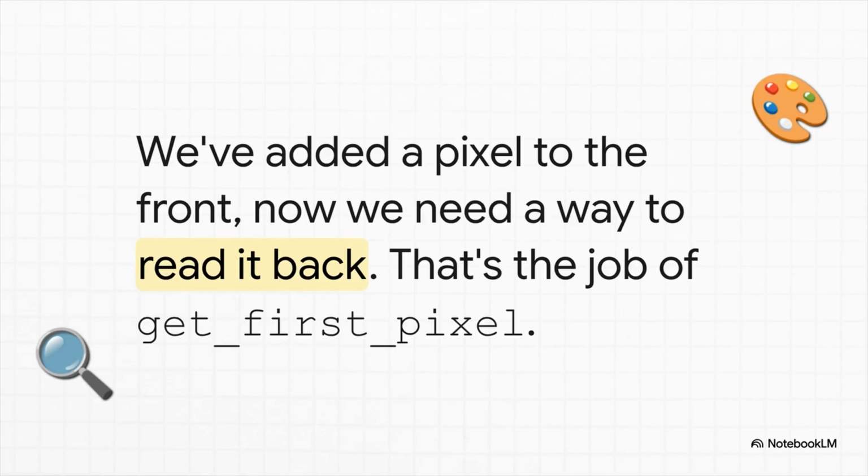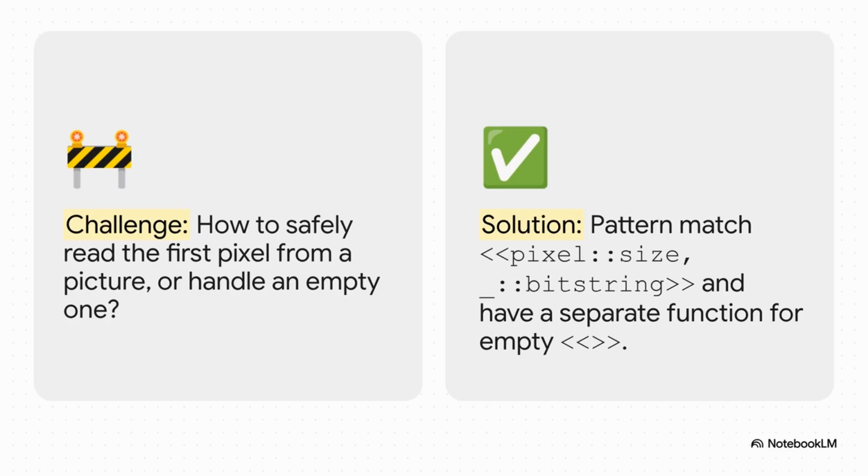Okay, so we've put a pixel on the front. Now we need a way to get it back off, right? That's what get first pixel is for. But it has to be safe. What should happen if we try to get a pixel from an empty picture? This is where we see the classic idiomatic Elixir solution, multiple function heads.